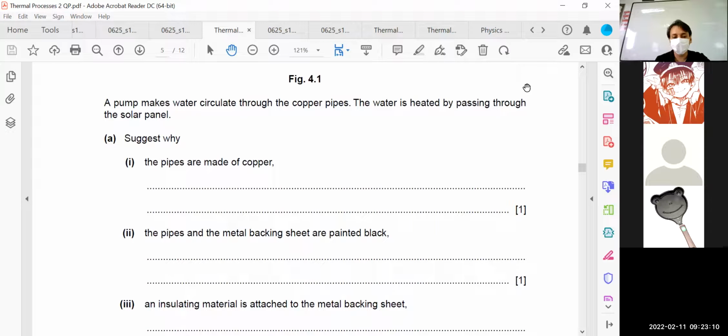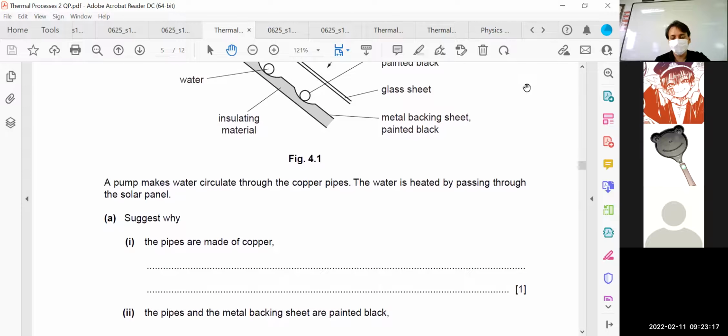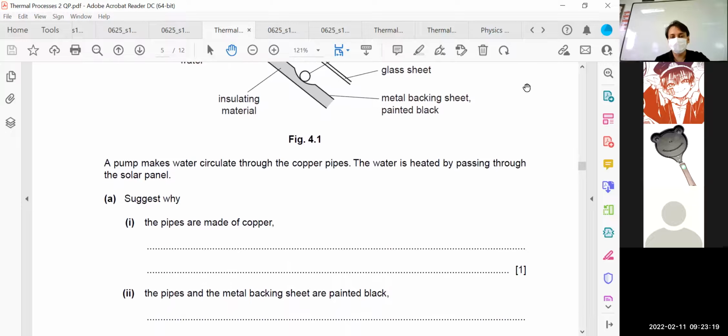Second, the pipes and the metal backing sheet are painted black. To absorb as much heat as possible. Absorb much heat. Black absorbs heat better.